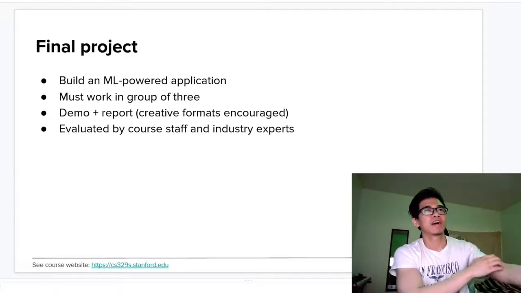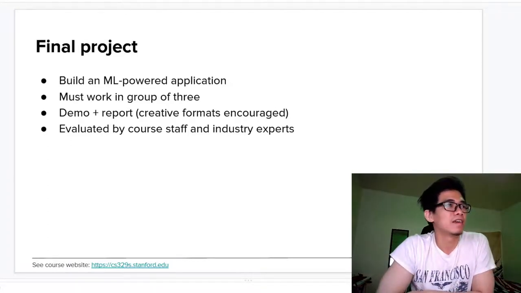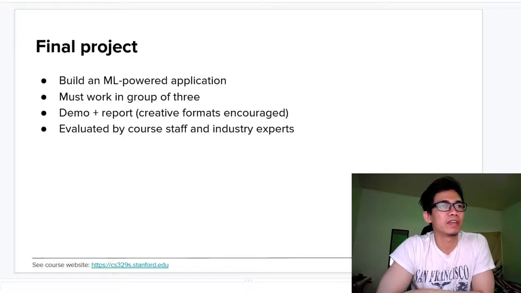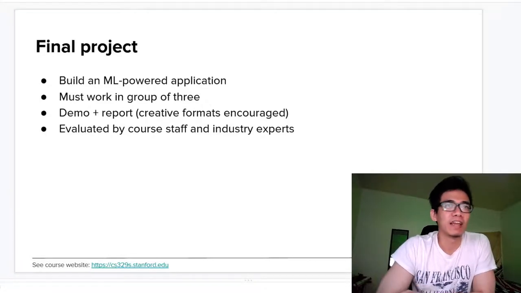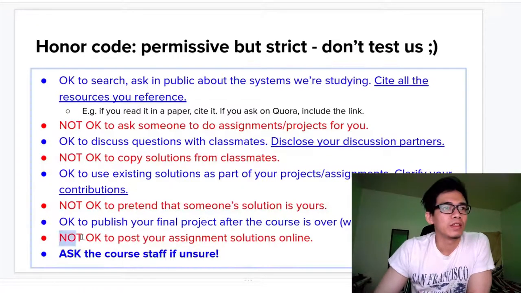Since this is kind of production and industry oriented, I'm guessing that they don't care about fancy algorithms or improving performance or anything like that. It will be more application-oriented criteria, or the maintainability or scalability of the system or something like that. The honor code is basically don't cheat. It's not okay to post your assignment solution online. Actually, it's okay. You should have the right to post whatever you want on the internet.